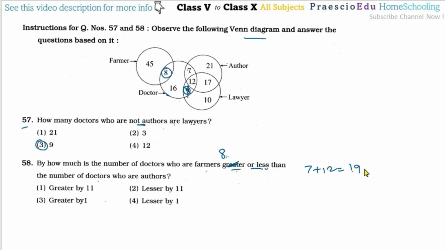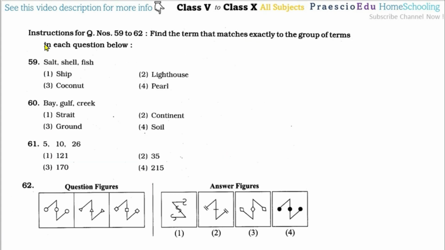But how much lesser, sir? We have to find out the difference, so that is 11. So lesser than 11 means option number 2 is the correct one. Now instruction for question number 59 to 62. Find the term that matches exactly to the group of the terms in each question below. Now question number 59. Salt, shell, fish. These are the natural resources from the oceans, but this lighthouse is man-made and not a natural resource from the ocean, so that's why option number 2 is a different one.